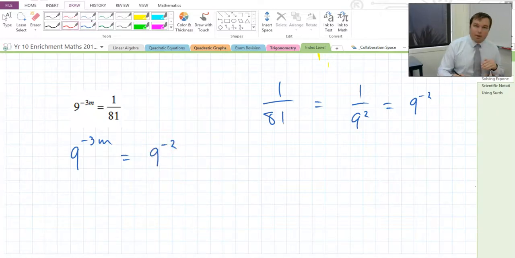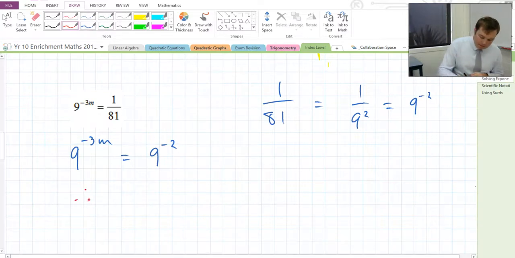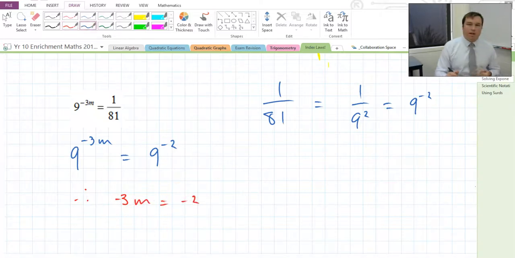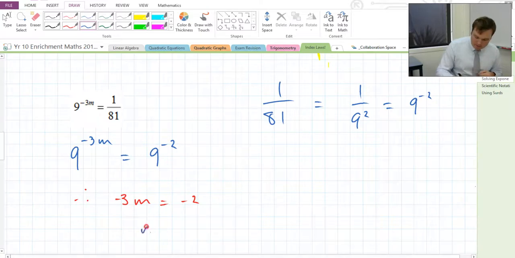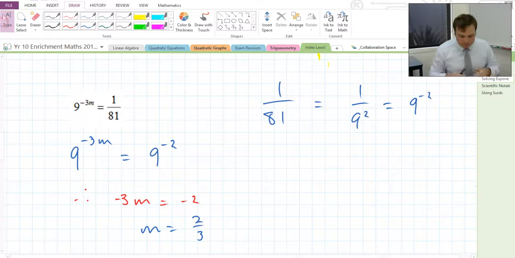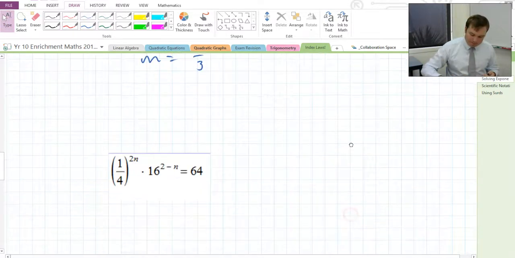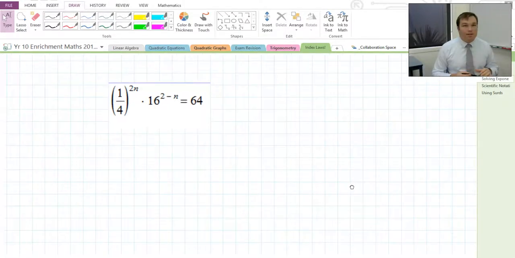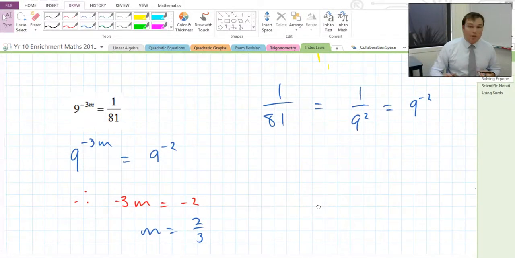Therefore, because the base is the same, I can say we're going to equate the powers, and therefore minus 3m is equal to minus 2. Dividing both sides by minus 3, m will equal 2 on 3. The negatives cancel. Right? So we're aiming for the same base and then equating the powers here. And the trick is really about hunting the base. Now, sometimes we could have gone to 3 there and we'd have got the same answer.